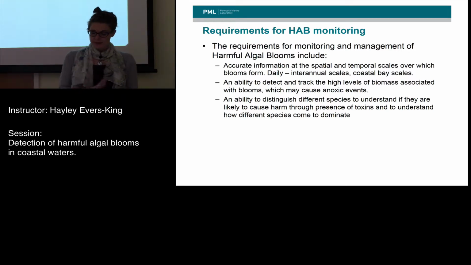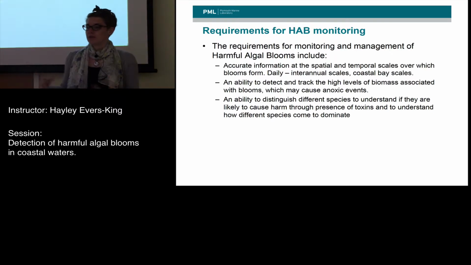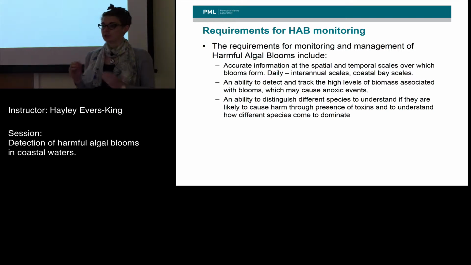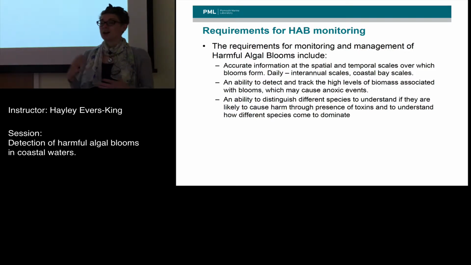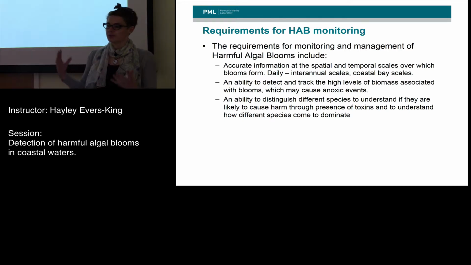Ideally, we want an ability to detect and track high levels of biomass associated with these blooms, which causes those anoxic events that I previously mentioned. So you need to be able to quantify, for example, the chlorophyll at quite high levels. And ideally, we'd like an ability to distinguish between different species so that we can understand if there's going to be a potential for harm from toxins, for example. And also to understand how and why different species might dominate from a more science and research perspective.